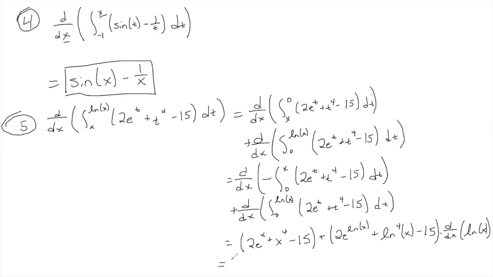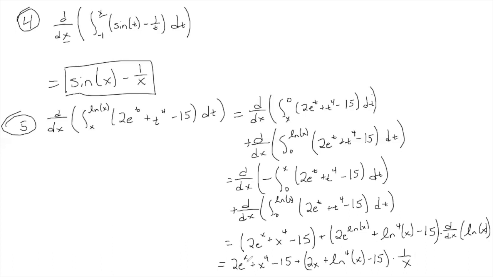Okay, so I get 2e to the x, that's fine, plus x to the fourth minus 15. Plus, now e to the ln of x just cancels out to give me an x, so I get a 2x plus ln to the fourth of x minus 15. And then with this thing, I have to multiply by 1 over x.